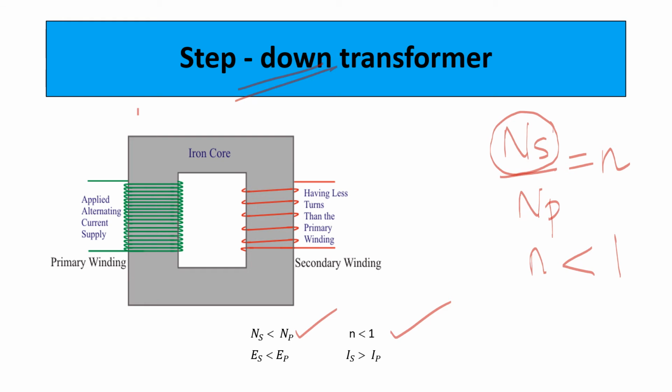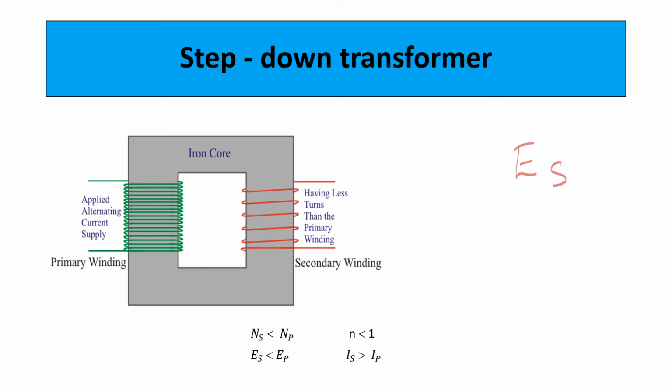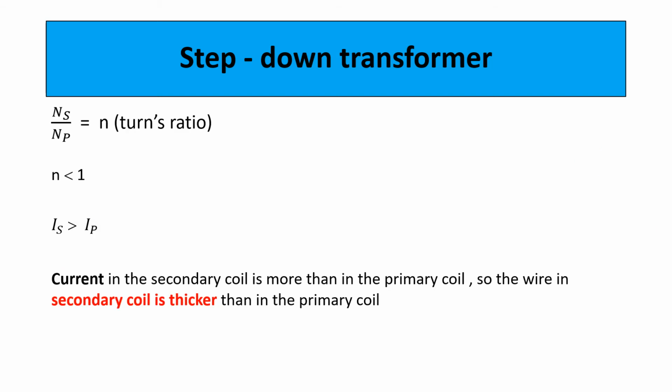What about voltage? Secondary voltage is always less than the primary voltage. Therefore, the current in the secondary will be more than the current in the primary. If current in the secondary coil is more than the current in the primary coil, the secondary coil is thicker than the primary coil. Here for step down transformer, always remember the turns ratio n is less than 1.